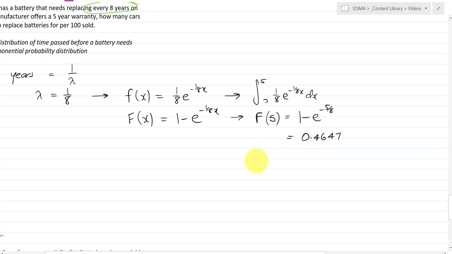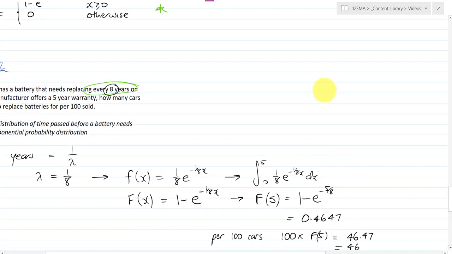And of course, if we took 100 cars, then this is 100 times f of 5 that will need replacing, which is 46.47, and we say that's 46. Now, we might say that's pretty high. The average is 8. Does that mean that 46 of them will be under 5 and only 4 of them between 5 and 8? And the answer is yes, and it's actually fairly reasonable.